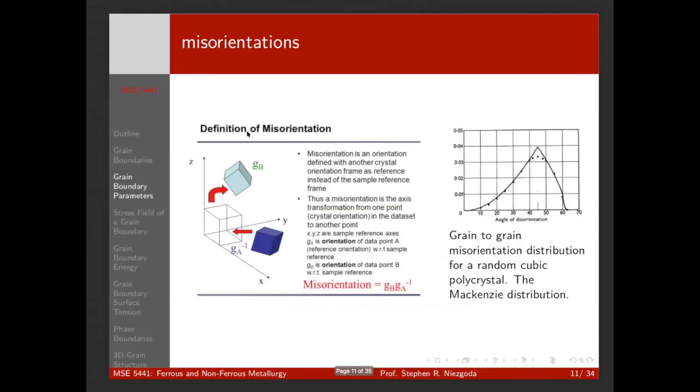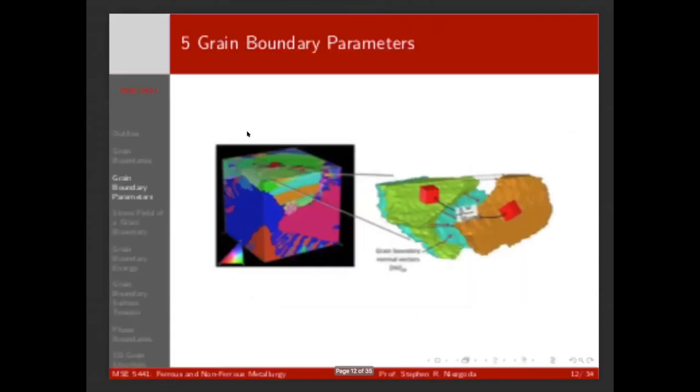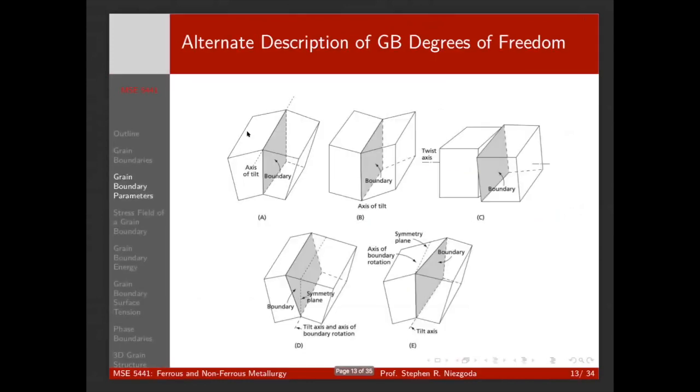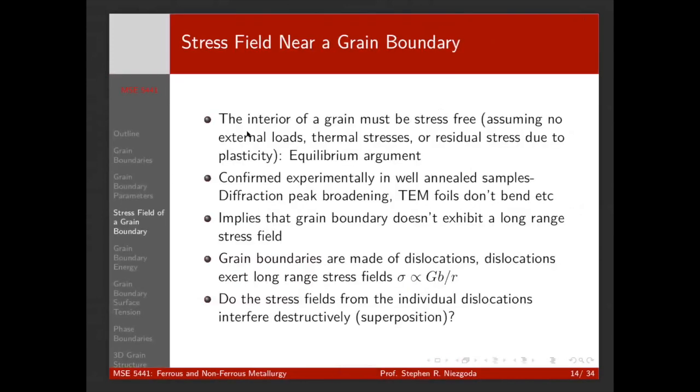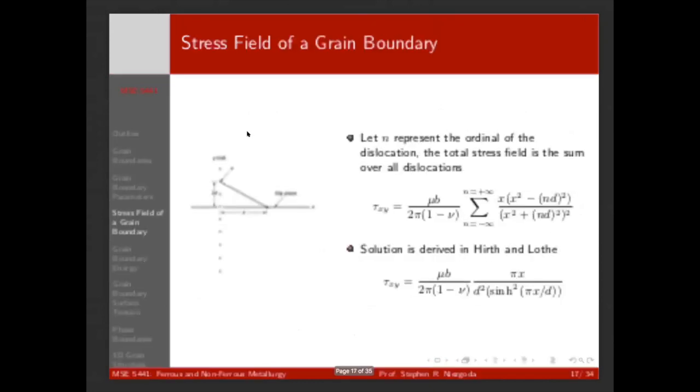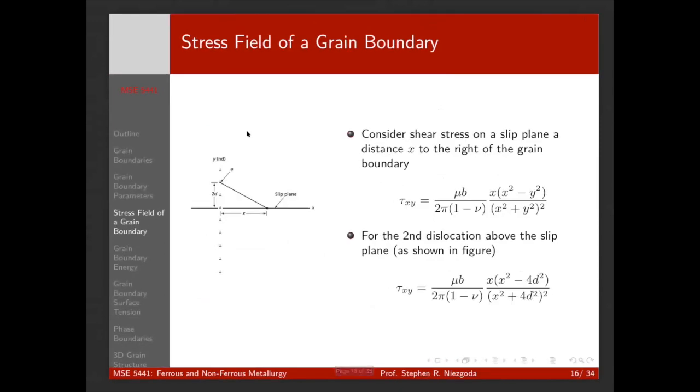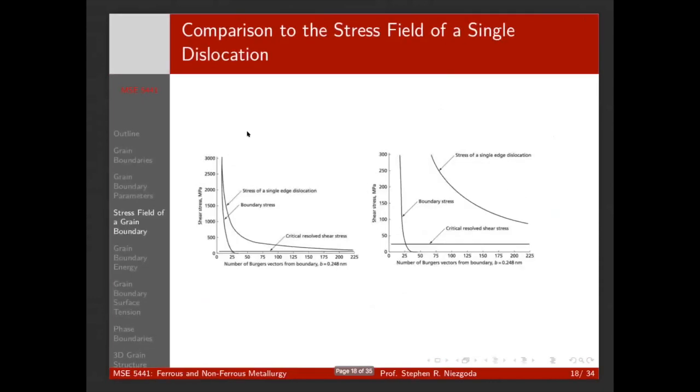We talked about crystal orientations. You don't need to memorize any of these definitions. It is important to know we need 3 parameters to define a misorientation, and another 2 parameters to give us a grain boundary normal. So that's the 5 parameters we need to describe the grain boundary. As far as the stress field near a grain boundary, you just need to know that it's very small. It's much smaller than the stress field of an isolated dislocation. Do not force yourself to learn this derivation. You won't need it.